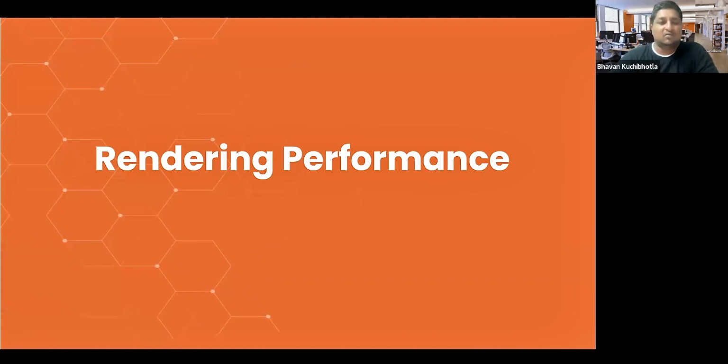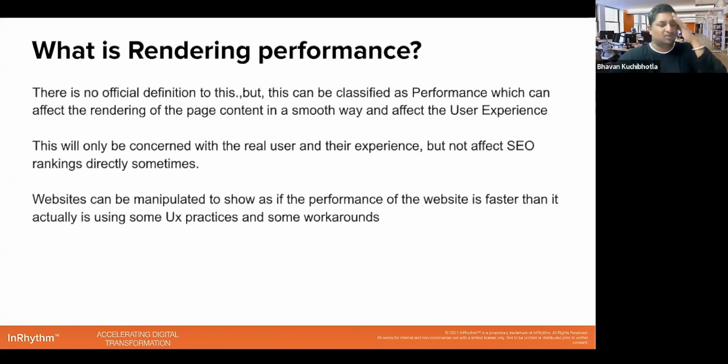Another common problem we generally face is rendering performance. Rendering performance is basically any performance that can affect what the user is seeing on the screen. There is no official definition to it. It can be classified as any performance which affects the rendering of the page, which prevents you from getting the page in a smooth way. Generally, this won't directly affect the SEO rankings a lot of times, but it generally affects the user experience.